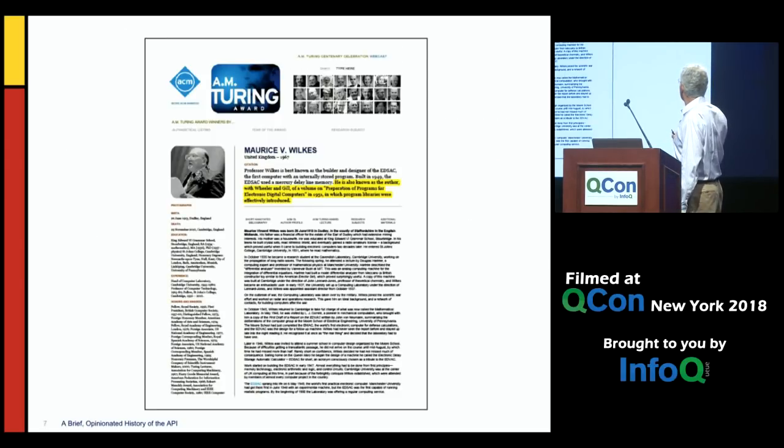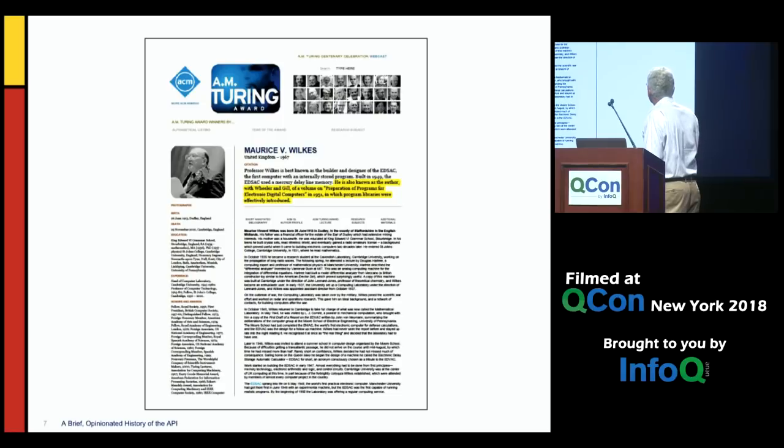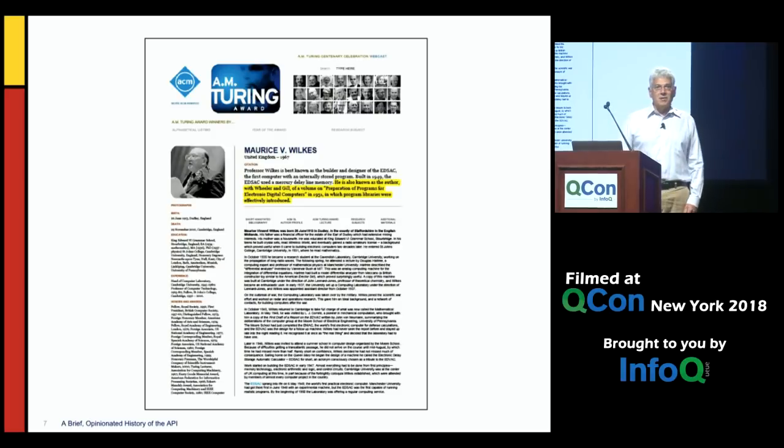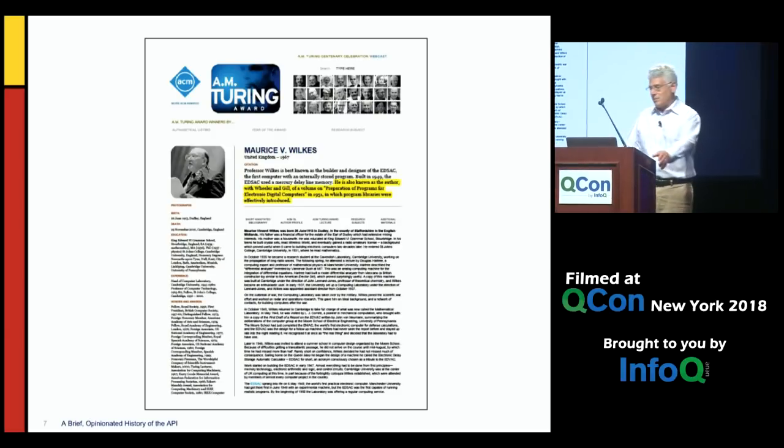Except the ACM would beg to differ, because in 1967, the second ever Turing Award was awarded to Morris V. Wilkes, and the award says, he is also known as the author, with Wheeler and Gill, of a volume on preparation of programs for electronic digital computers in 1951, in which program libraries were effectively introduced. So the second ever Turing Award was given to Wilkes for introducing subroutine libraries.